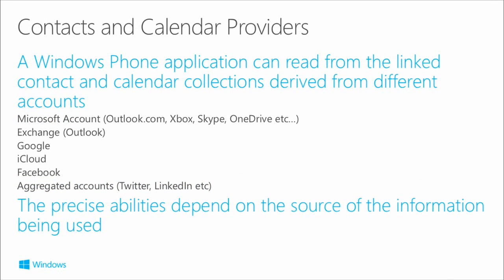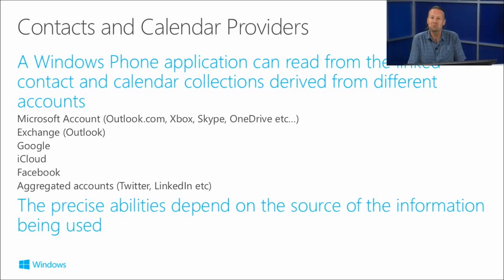The first thing to say about both of these sets of data, contacts and calendar, is that there are a bunch of different providers that contribute to the amalgamated view that you see when you go to the People Hub or the calendar. Both of those apps show you a combined view of your contacts from all of the different social networks you've configured on your phone, all mixed up together.